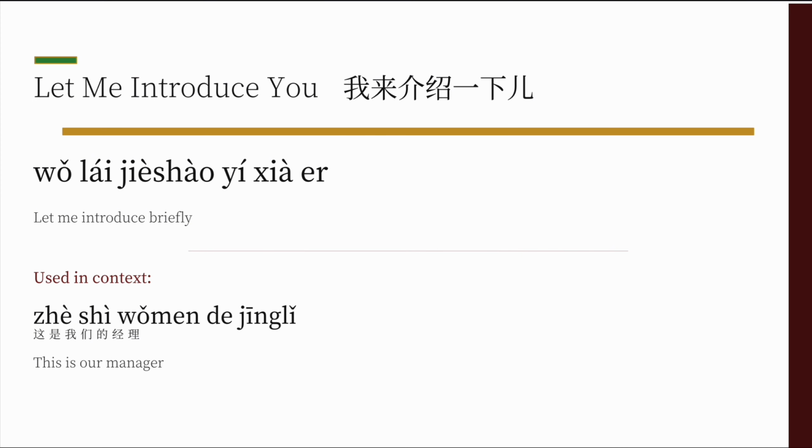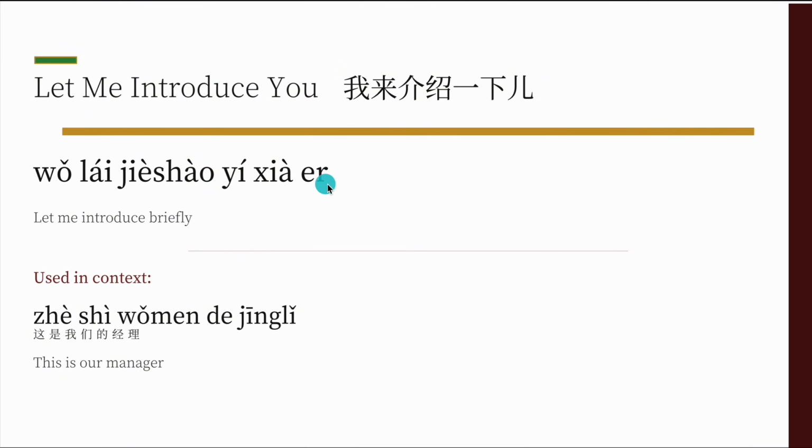How do we now say, let me introduce briefly? Let me introduce this person. Let me make a brief introduction. Say, 我来介绍一下. Let's take it again. 我来介绍一下. So the only word that looks a bit strange here is 来. 来 literally means come, to come. So it's like saying, let me come and introduce briefly.